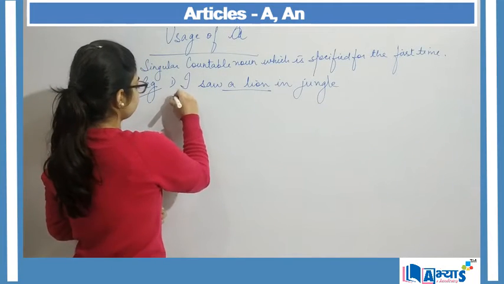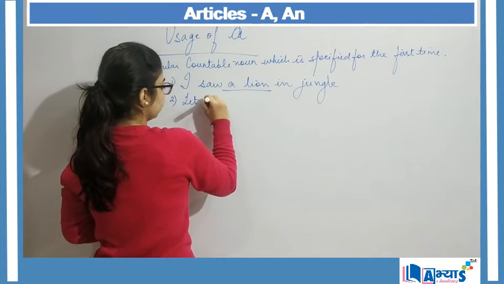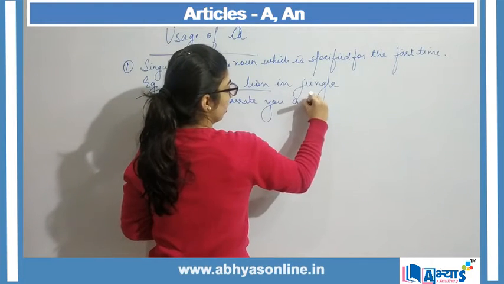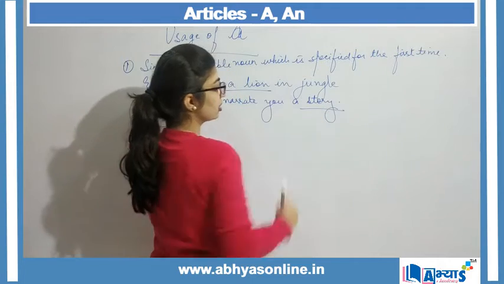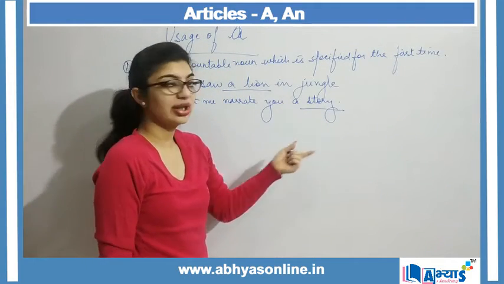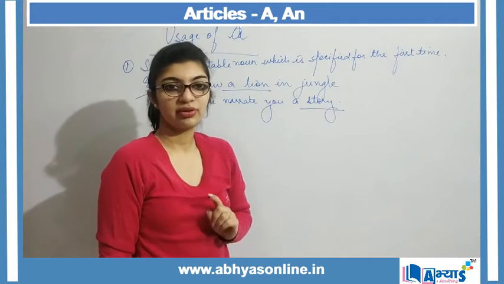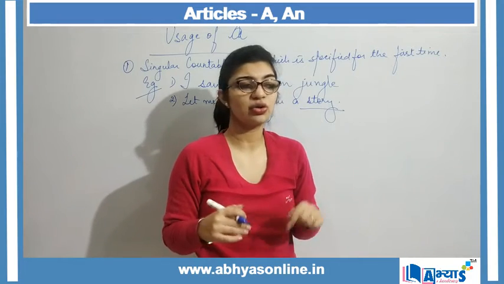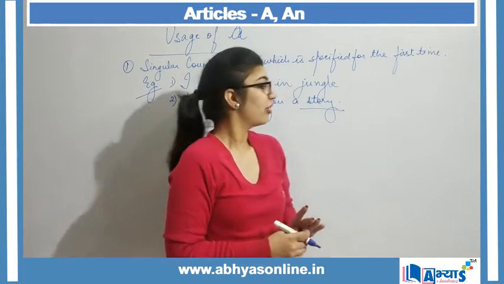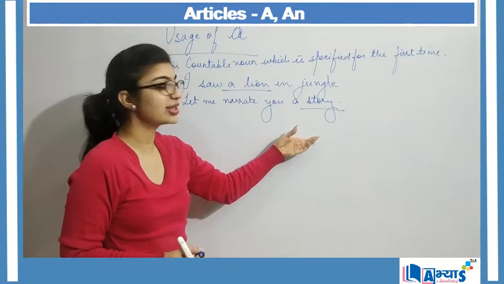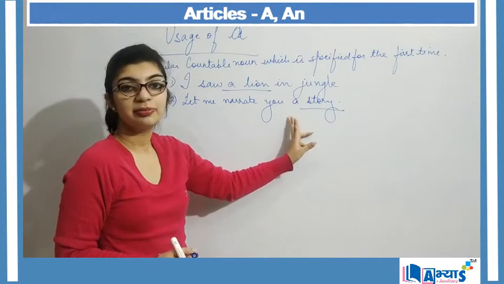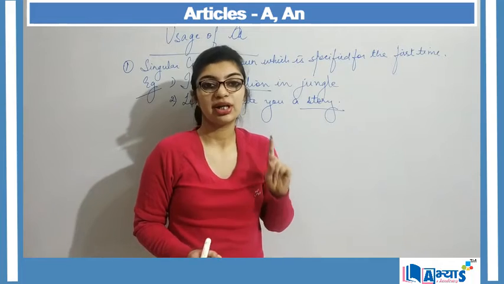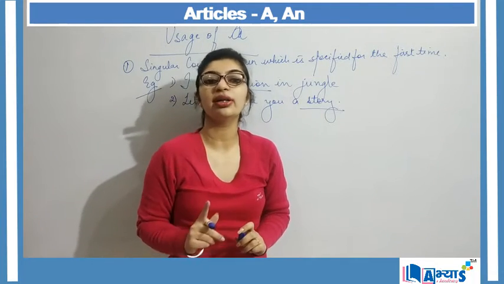For example, let me narrate you a story. Now I am talking about the story. Now this story I am mentioning for the first time, right? I am narrating that story for the first time. Before that I have never narrated that story to that person ever before. So for narration of this story for the first time, I am going to use a before the noun, and that noun should always be singular countable noun. Singular countable noun means that only one unit.